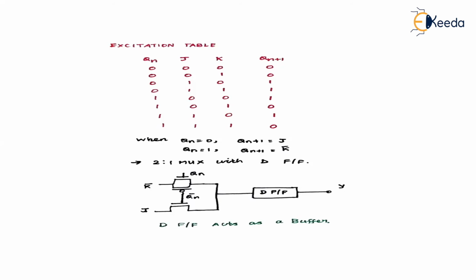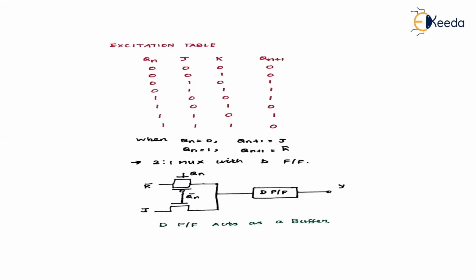Now what can I do? I can keep Qn as my control signal and I can pass data. What data can I pass? I can pass J and K bar. So when my Qn is equal to 0, I have to pass J. Whenever my Qn is equal to 1, I have to pass K bar. So what is this? It is nothing but a 2:1 multiplexer. So now my 2:1 multiplexer is going to function like a JK flip-flop provided my data inputs are J and K bar and my select line is Qn, by using transmission gates.